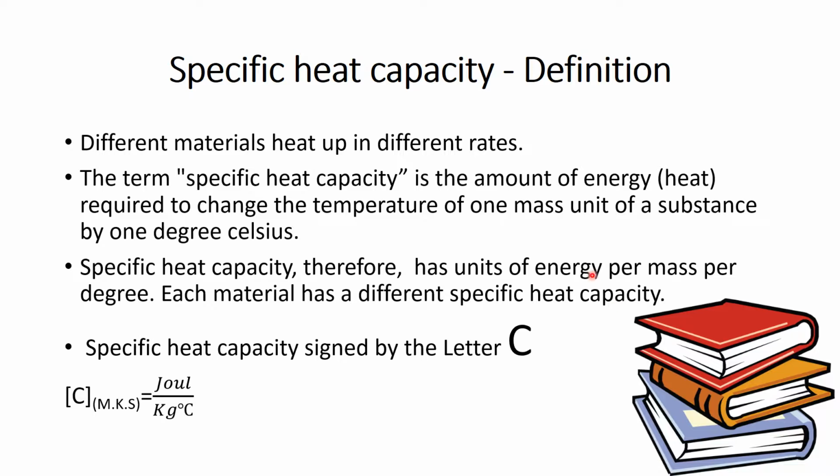Let's look at it again. We said specific heat capacity is the amount of energy required to change the temperature of one mass unit of a substance by 1 degree Celsius. That's why the units of specific heat capacity, which we denote by the letter C, are the units of energy, which is joule per 1 kilogram per 1 degree Celsius.